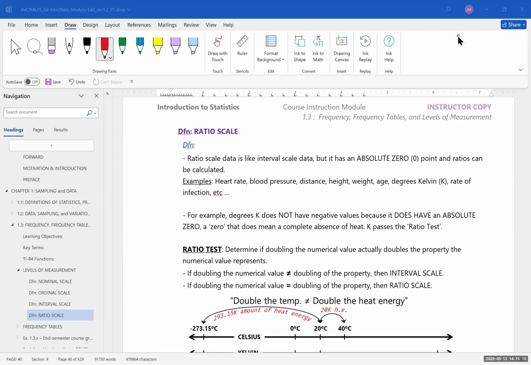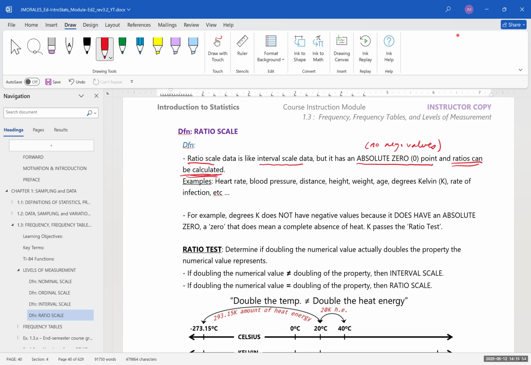Okay, the final level of measurement is ratio scale. Ratio scale data is like interval scale data, but it has an absolute 0 point, and ratios can be calculated. When we talk about this absolute 0 point, that means there are no negative values that can occur for a random variable on a ratio scale. That ratios can be calculated is a means to test whether the scale you're dealing with can have negative values or not.